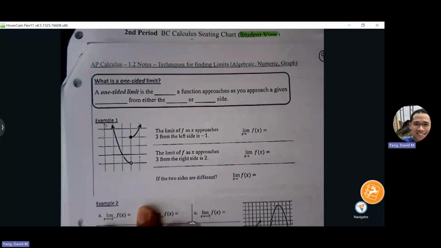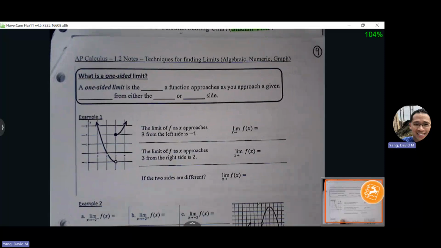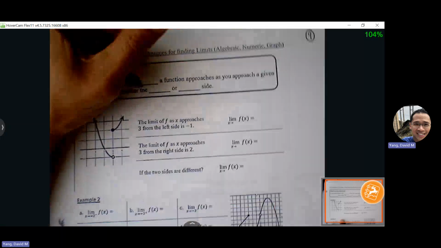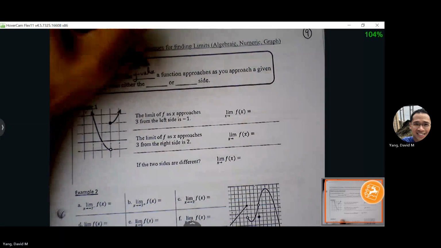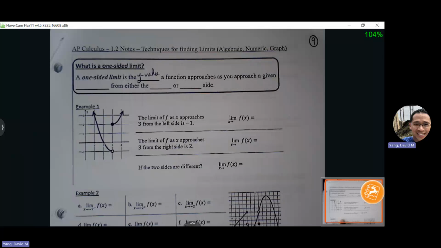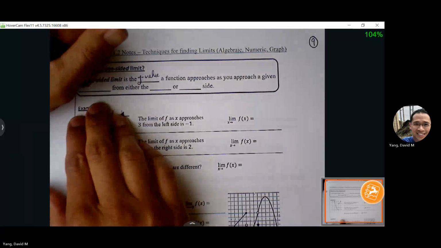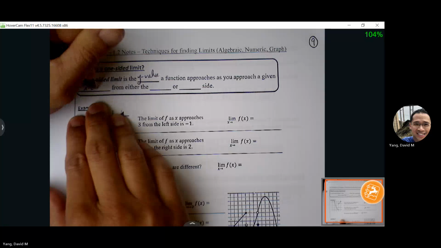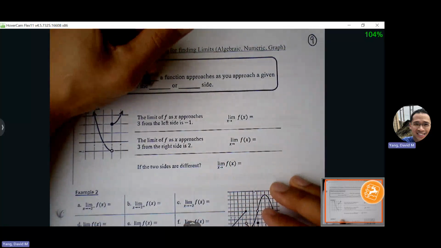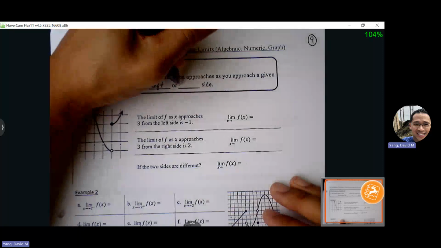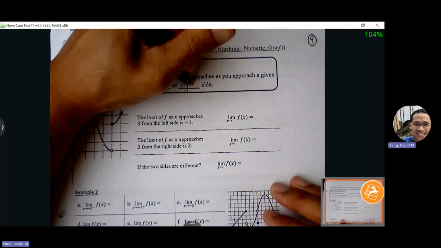So I previewed one-sided limits. A one-sided limit is the y value that a function is approaching as you move towards a given x value from either the left or the right side of your target x value.